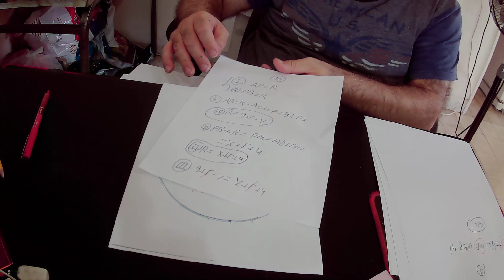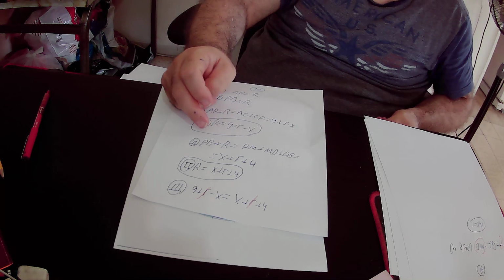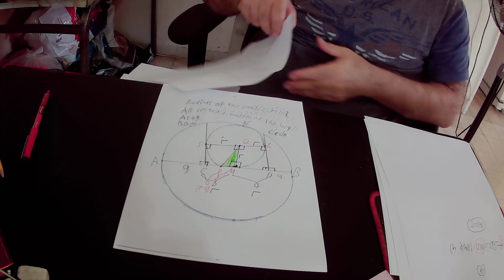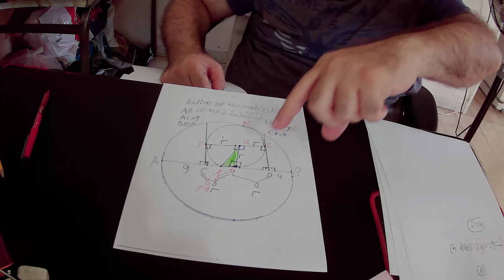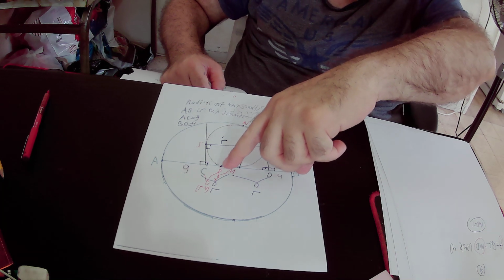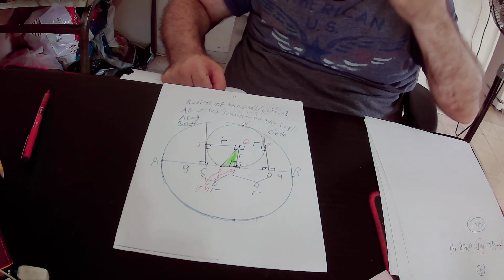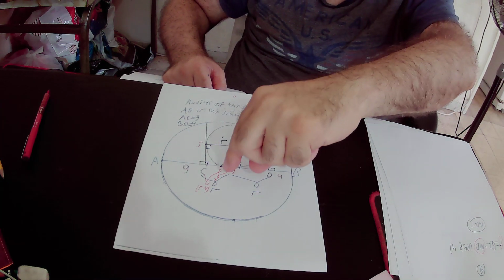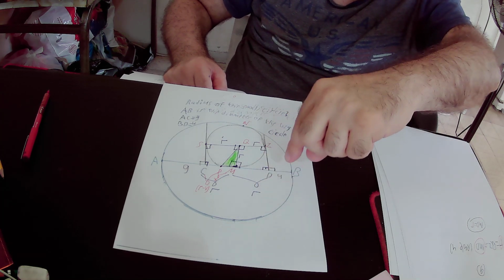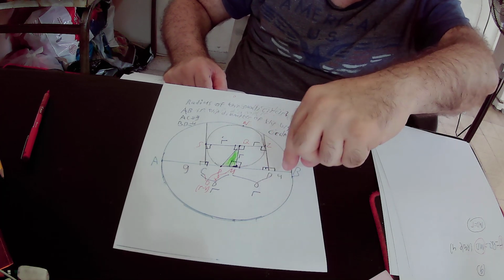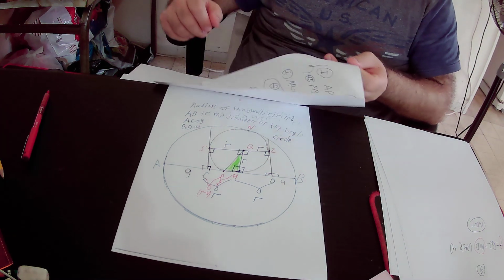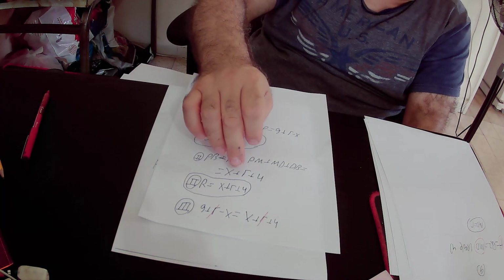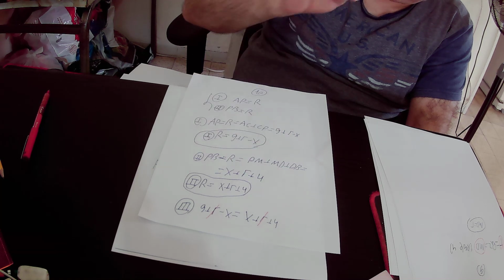So according to equation number 1, the radius of the big circle equals 9 plus small r minus x. We also have the second equation, which states that the radius of the big circle equals PB. But what is the value of PB? PB equals PM plus MD plus DB. PM equals x, MD equals small r, and DB equals 4. So in total, the radius of the big circle according to equation number 2 equals x plus small r plus 4.